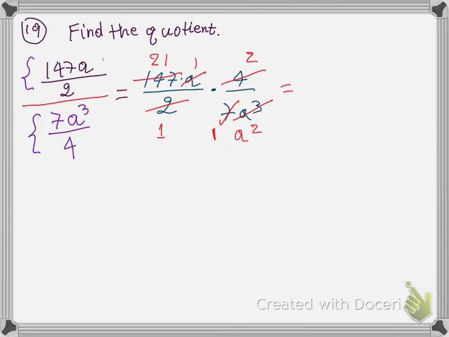So then we have the line for our fraction. The numerator we're left with is 21 times 1 times 2, which is 42. And the denominator is 1 times a squared, which is a squared.